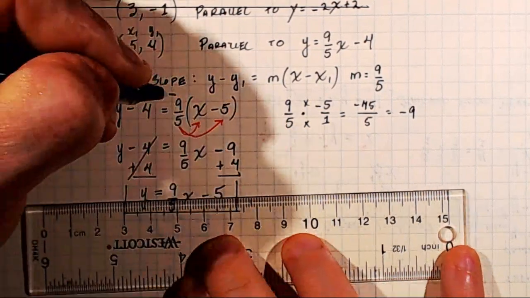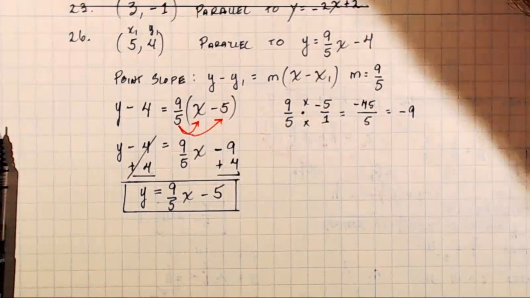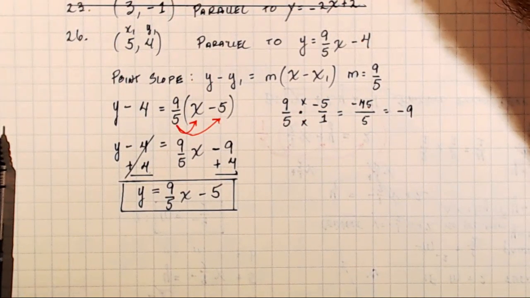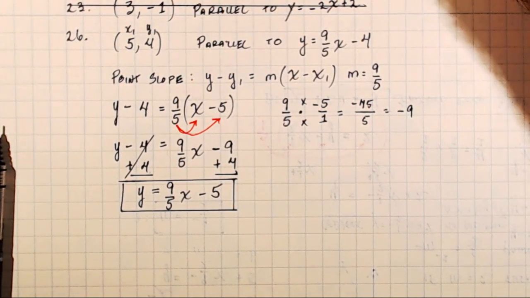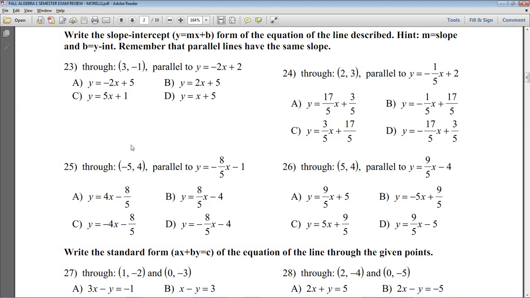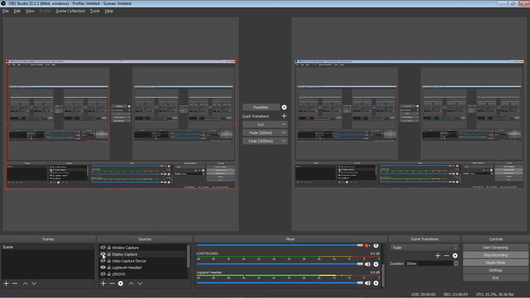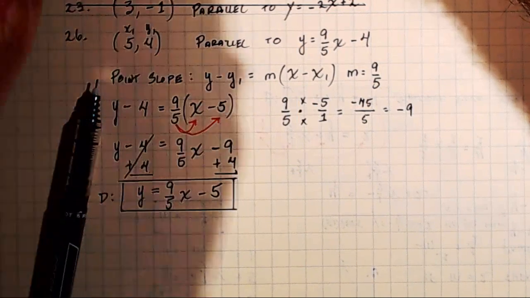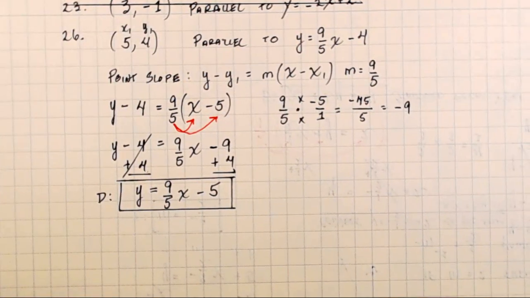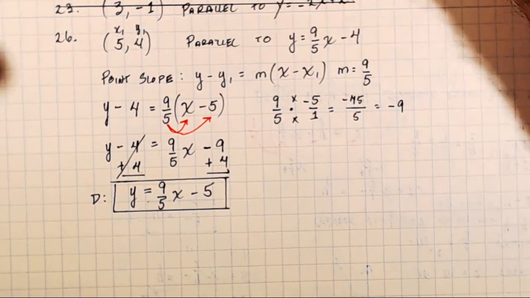We go back to our answer choices, and let me share that with you. Number 26, 9/5 x minus 5. Okay, 9/5 x minus 5. So it's D. It's answer choice D. Okay, 9/5 x minus 5. Answer choice D. All right. So that's number 26.